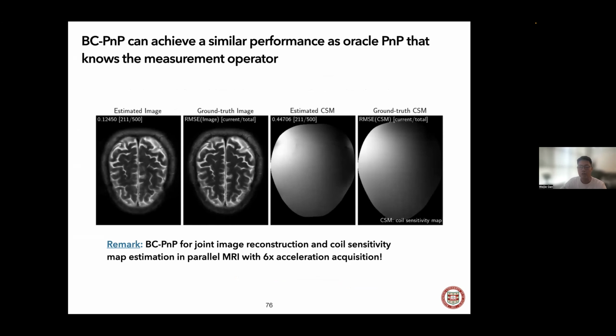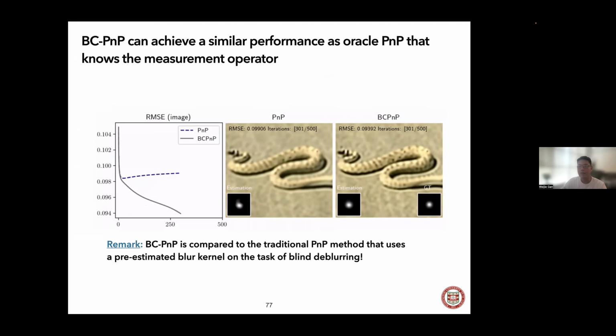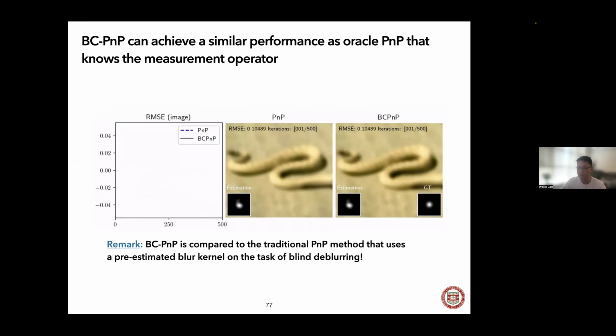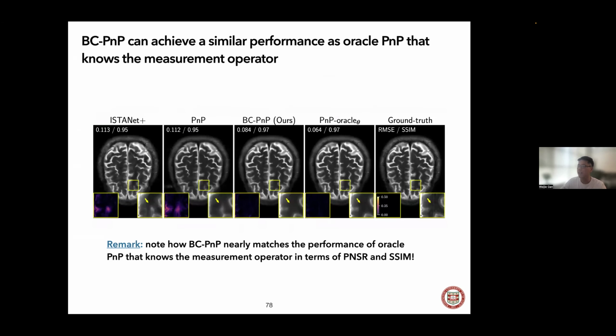This is the result of BC-PMP for joint image reconstruction and coil sensitivity estimation in parallel MRI with 6 times acceleration. You can see both the images and the coil sensitivity map being updated. We also verify this algorithm in blind image deblurring, where you need to jointly estimate the image and also the blur kernel. Here you can see BC-PMP performs better compared with traditional PMP, which has no mechanism to jointly update the blur kernel.